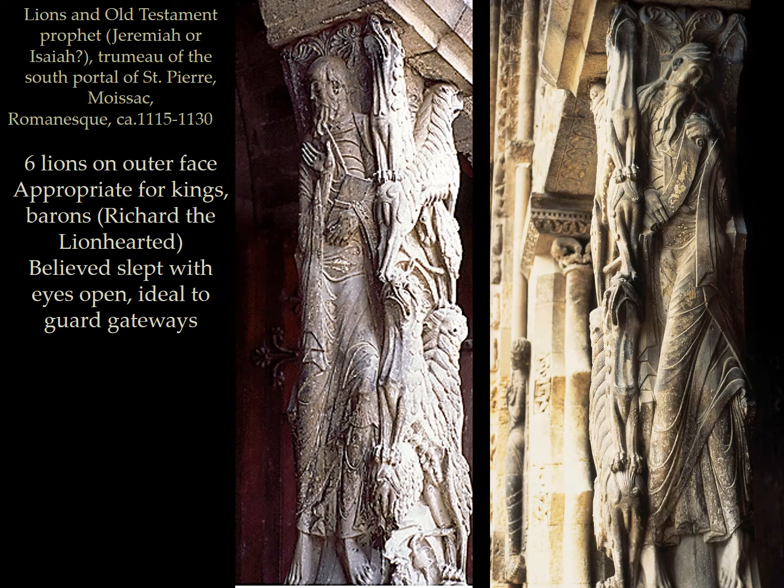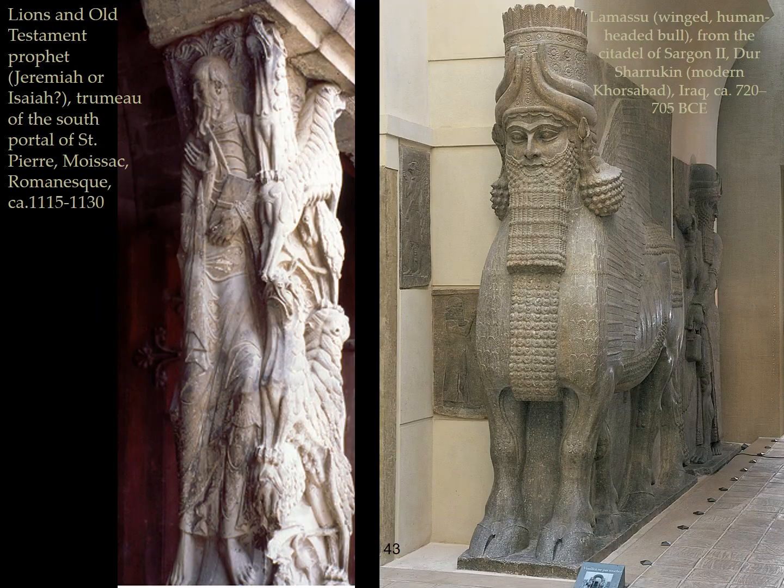Lions on the outer face are going to be appropriate here for kings and barons, for if you remember, Richard the Lionhearted is going to be nicknamed as such. They also were going to make great guardian figures, for it was believed that they slept with their eyes open, making them ideal to guard gateways, to keep Satan at bay outside of the church, just as the dragons on the gables of stave churches in Scandinavia keep trolls away. The function is the same as the lamassu and other guardian figures we discussed in the ancient Near East. As an apotropaic device, they ward off evil, guarding diligently against those that would wish to harm us, physically or spiritually.